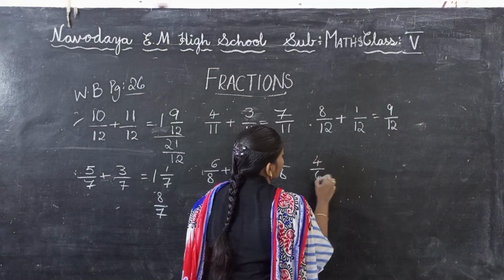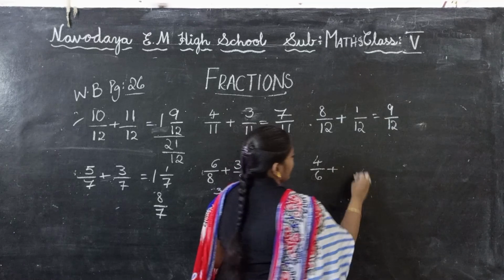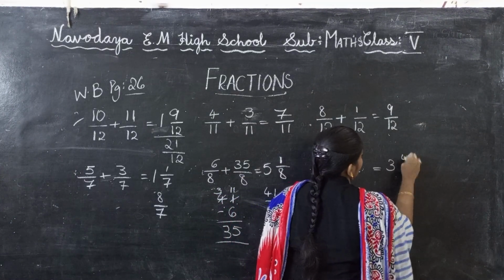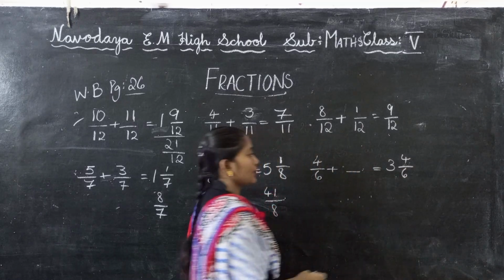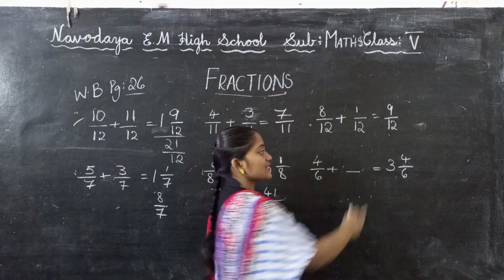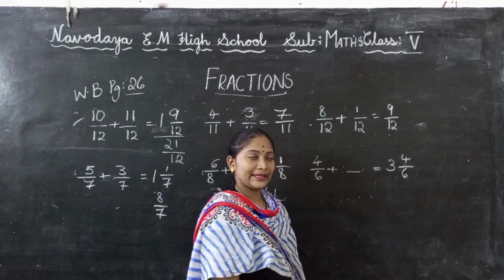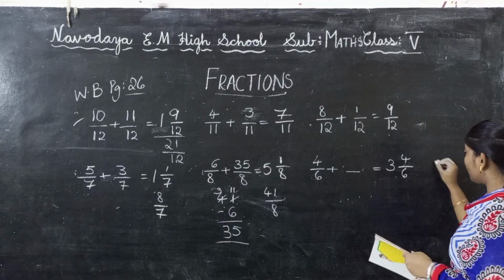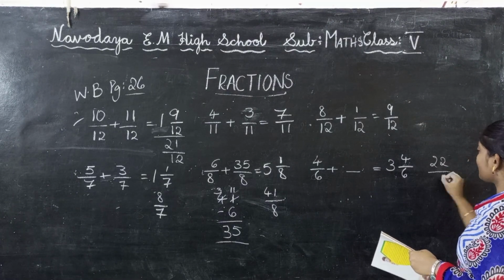4 upon 6 plus 3 4 by 6. 3 4 by 6 is in the form of mixed fraction. 6 3s are 18. 18 plus 4. What is that? 18 plus 4, it's 22. It's 22 upon 6.